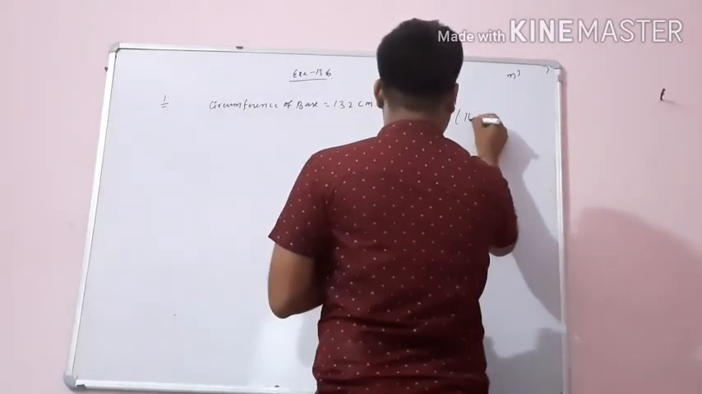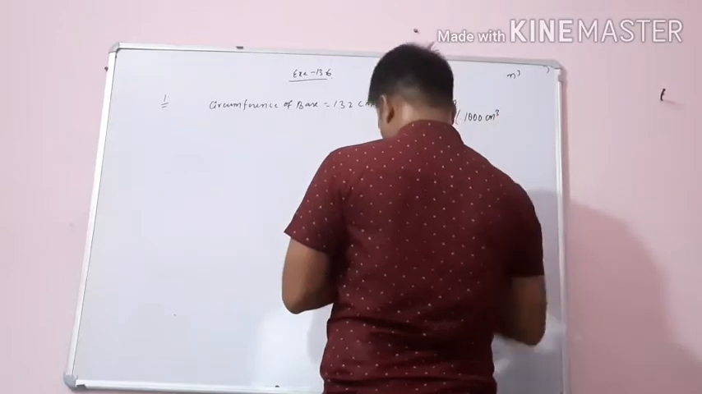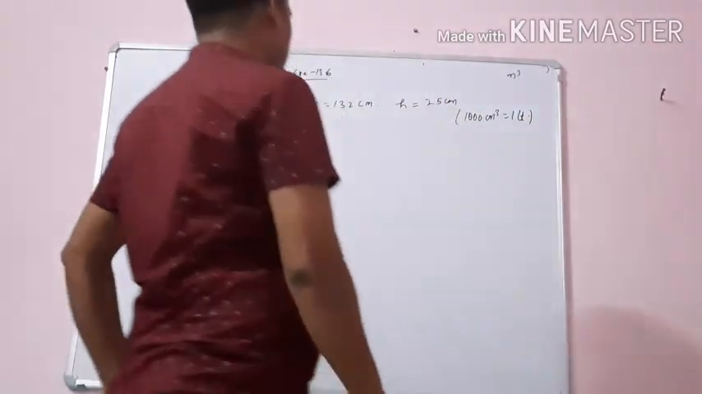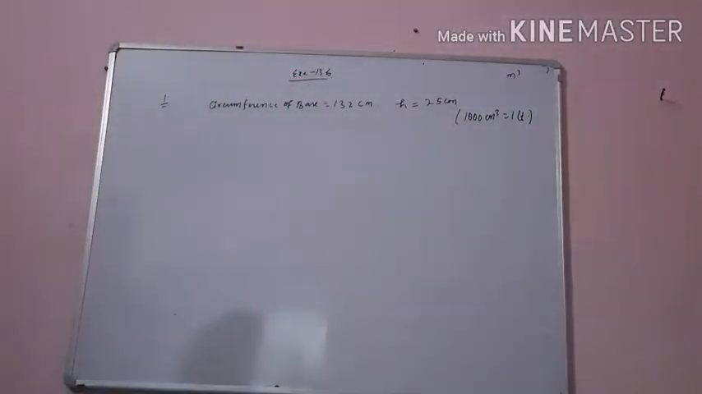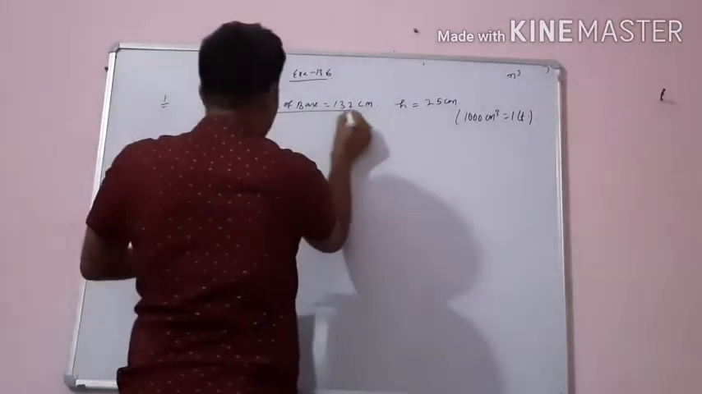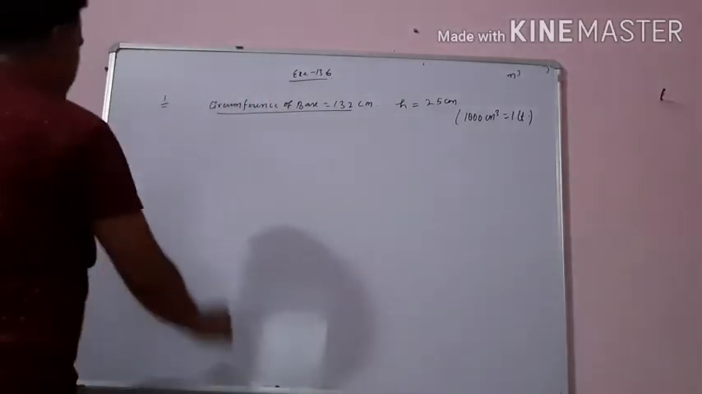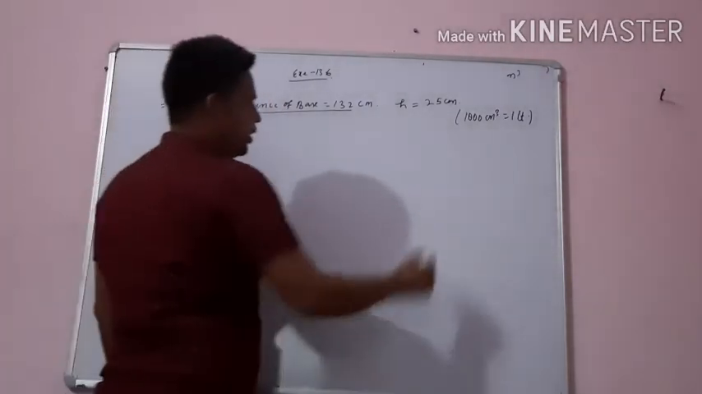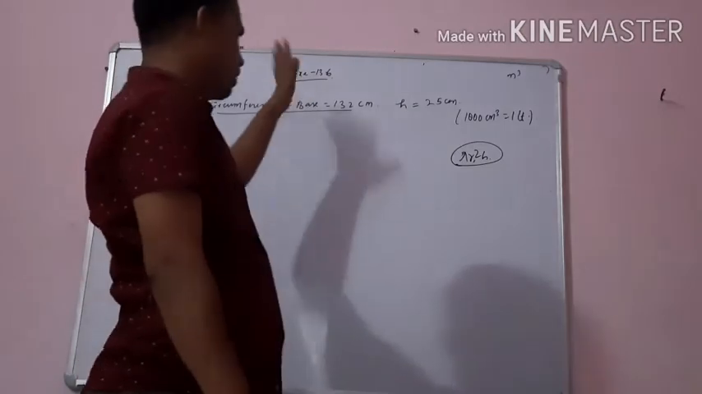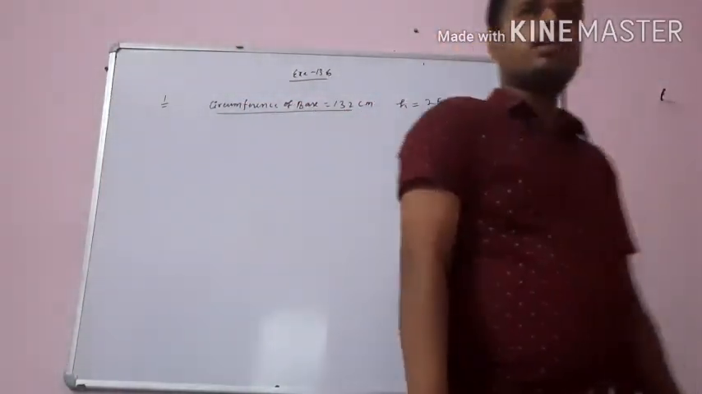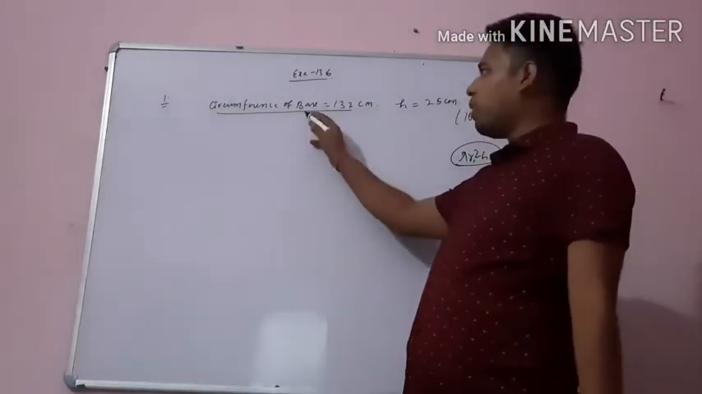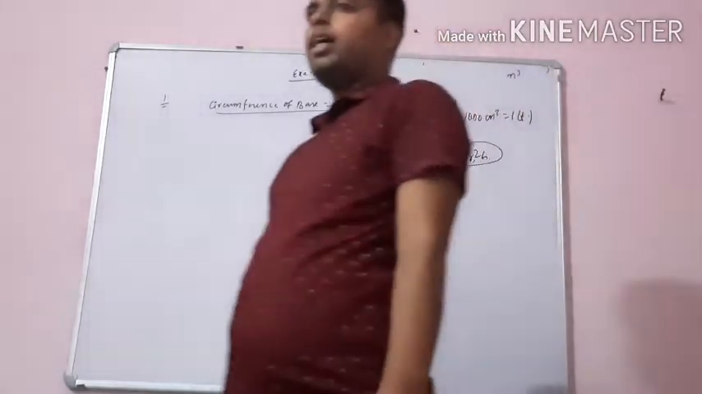It is given that 1000 centimeter cube equals 1 liter, so we don't need to change units here. The circumference of the base is given. We know that the volume of the cylinder is pi r square h, but here we have the circumference. The base of the cylinder is a circle, so the circumference of the base will be equal to 2 pi r.